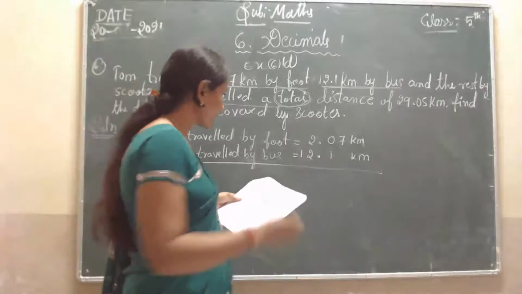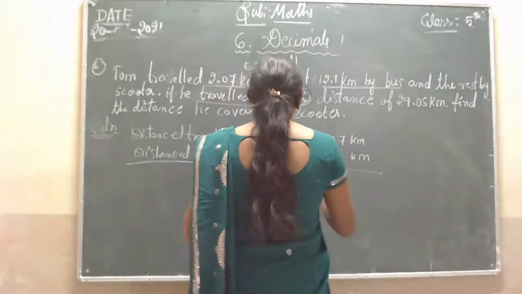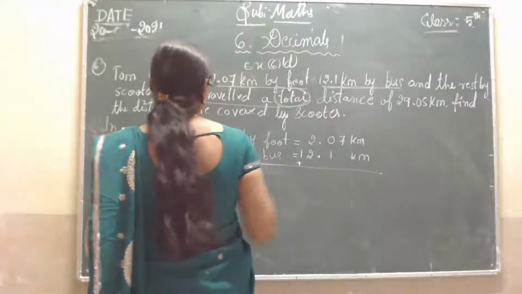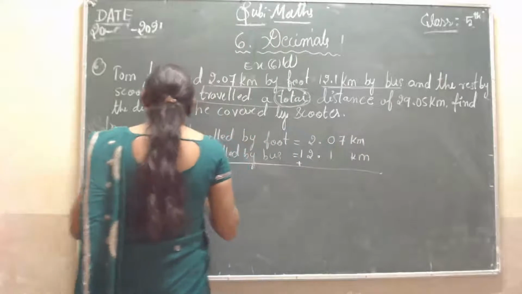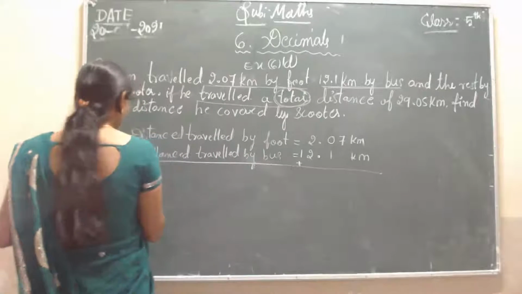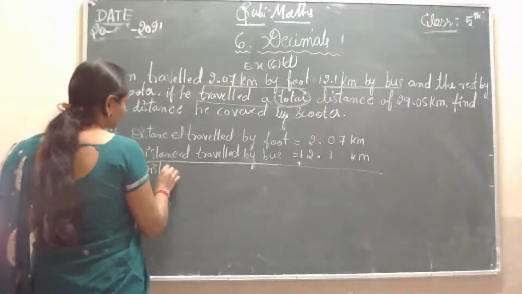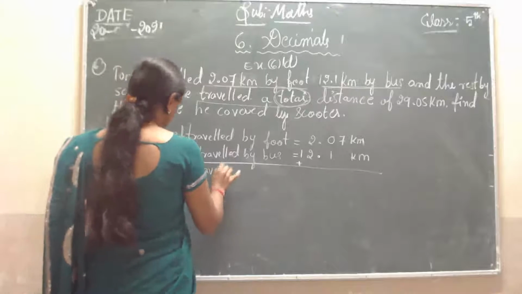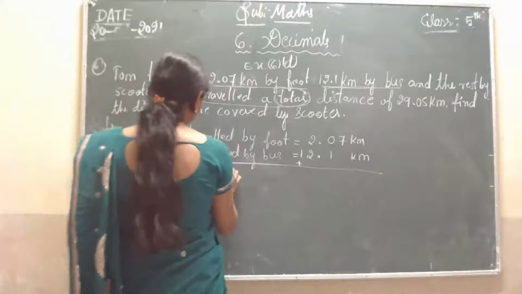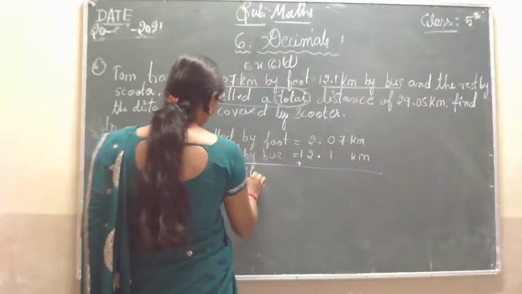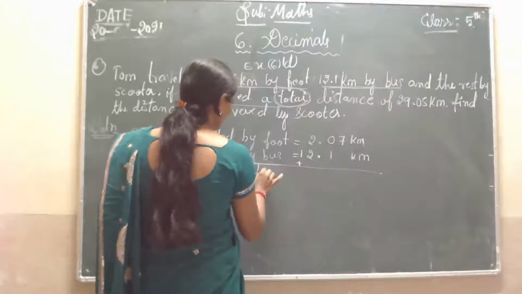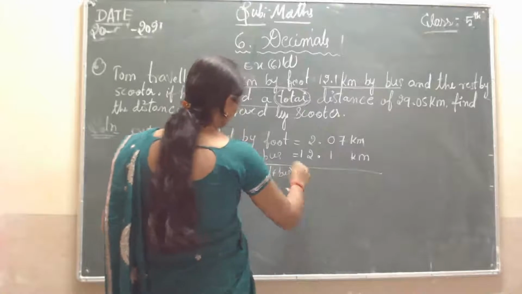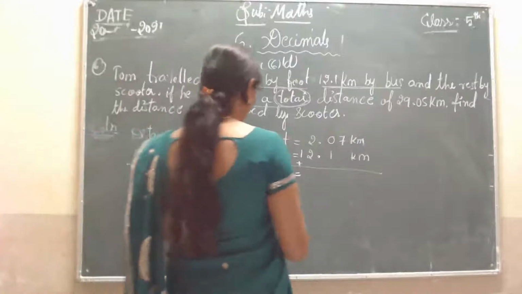So you have to do addition. What is the total traveled on foot and by bus? Now to write it down, the distance traveled by foot and the distance by bus. What is the total? We have to do the addition.